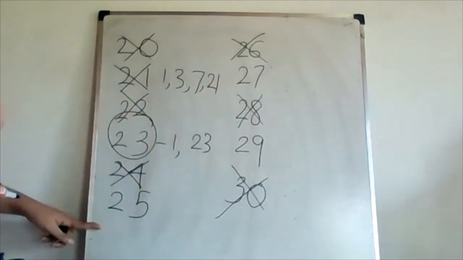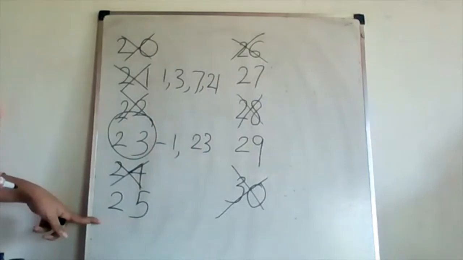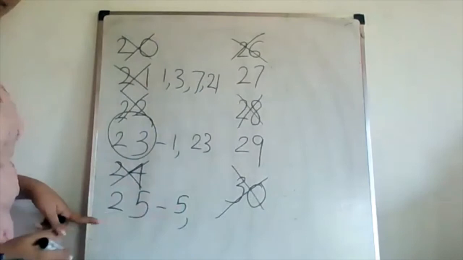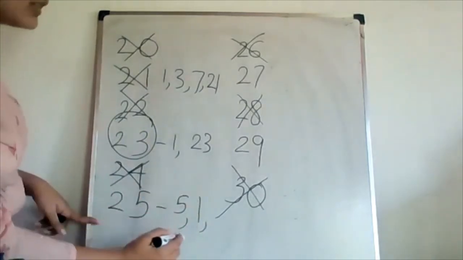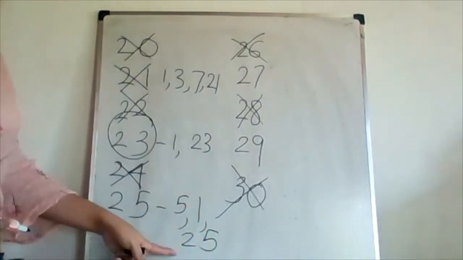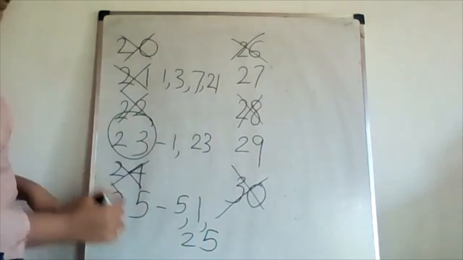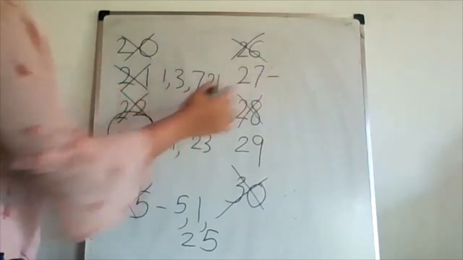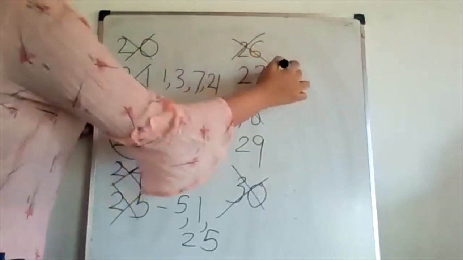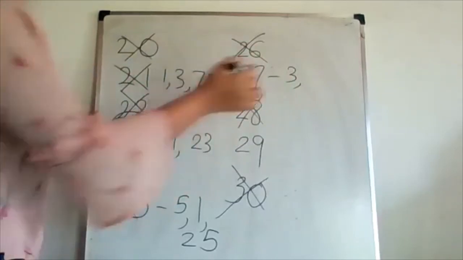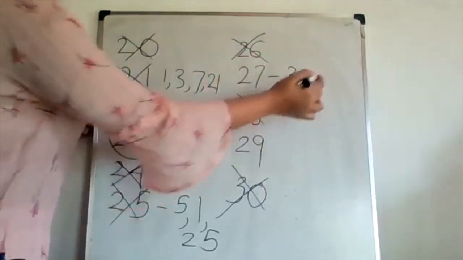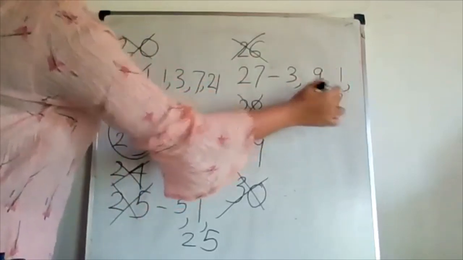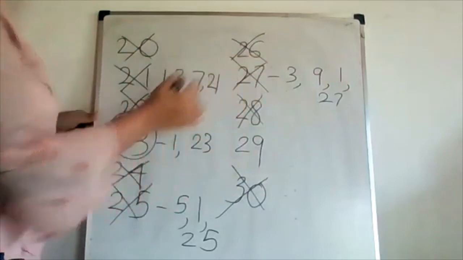Let's move on to 25. Here you can see 25 is a multiple of 5, right? So that means 5 is a factor, 1 is always a factor, and the number itself, 25, is also a factor of 25. That means this cannot be a prime number. Then let's move on to 27. We all know 27 is a multiple of 3. So 3 is a factor of 27 and 9 into 3 is 27. That means 9 is a factor of 27 and 1 is there and 27 is also there. So 27 cannot be a prime number.